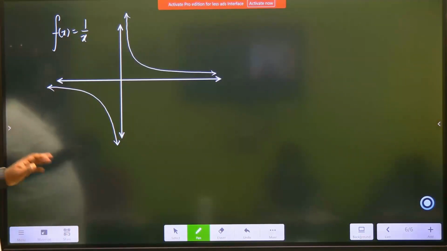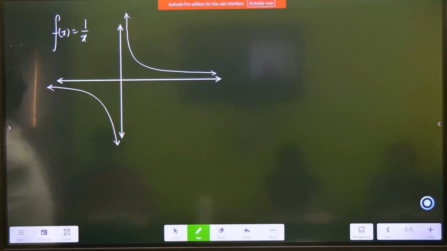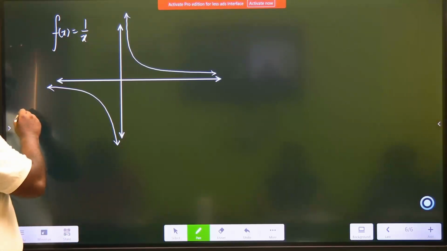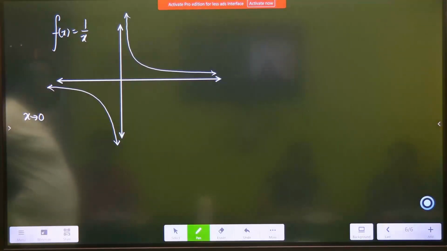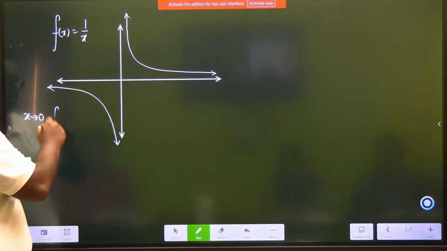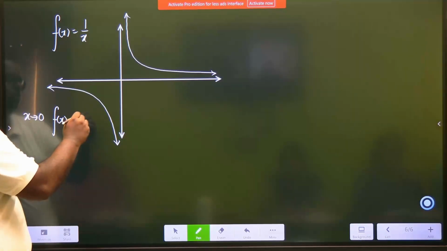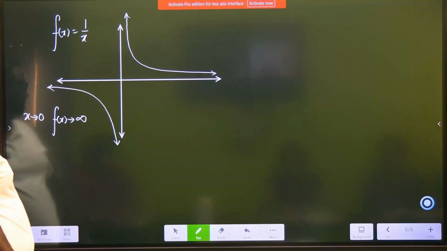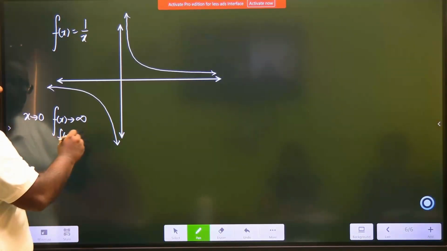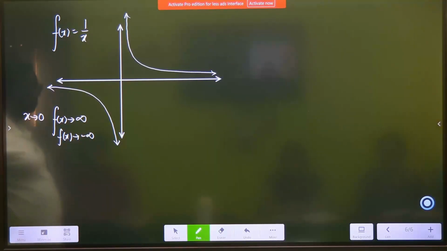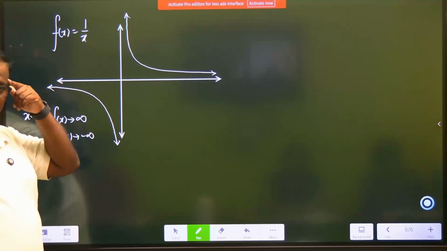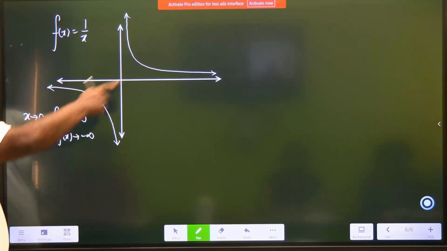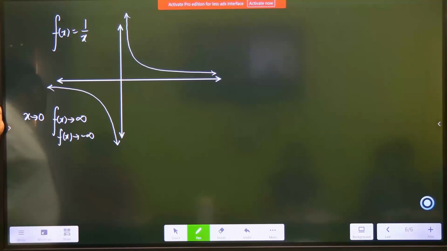Imagine this is my graph, right? Now, look at this point. x tends to 0. If x tends to 0, then f of x tends to either positive infinity or negative infinity. When you're coming to 0, you can come to 0 from both sides, right? If you're coming to 0 from both sides, on one side you are getting positive infinity, on the other side you are getting negative infinity.